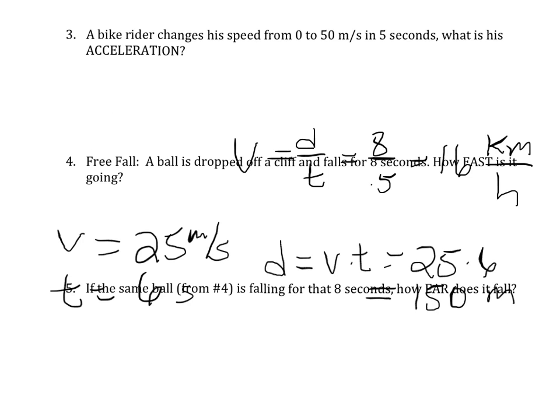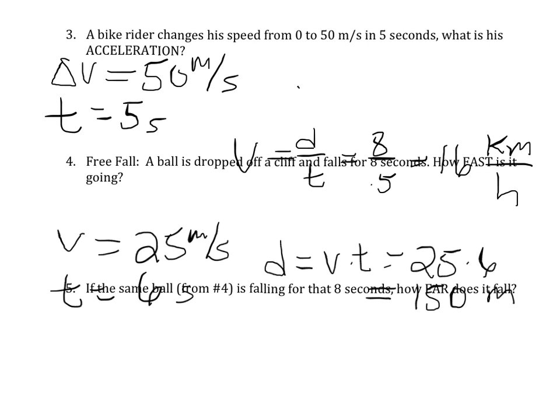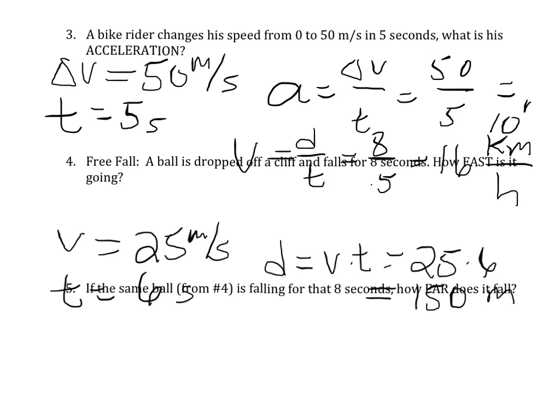For number three, a bike rider is changing the speed from 0 to 50 in 5 seconds. What is the acceleration? So my change in velocity is 50 meters per second. My time is 5 seconds. Acceleration is change in velocity over time. So I get 50 divided by 5. Get an answer of 10 meters per second squared.